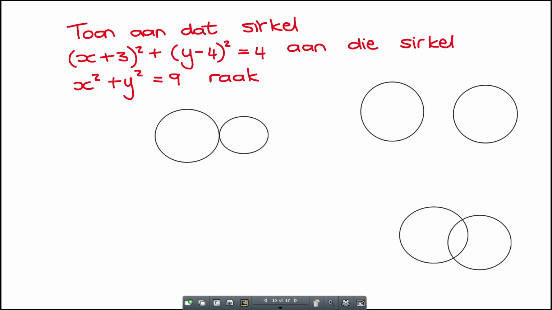Okay, now I'm asking you to show if the circle (x plus 3) squared plus (y minus 4) squared equal to 4 touches the following circle. Toon aan dat die sirkel aan hierdie volgende sirkel raak. So I'm asking you whether these two circles touch. So now I've got 3 different pictures here. I just want to quickly visually explain to you guys what I mean.